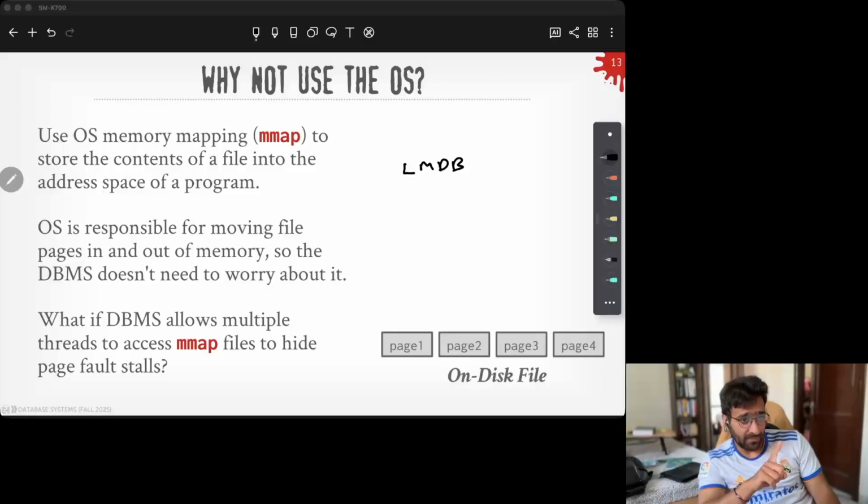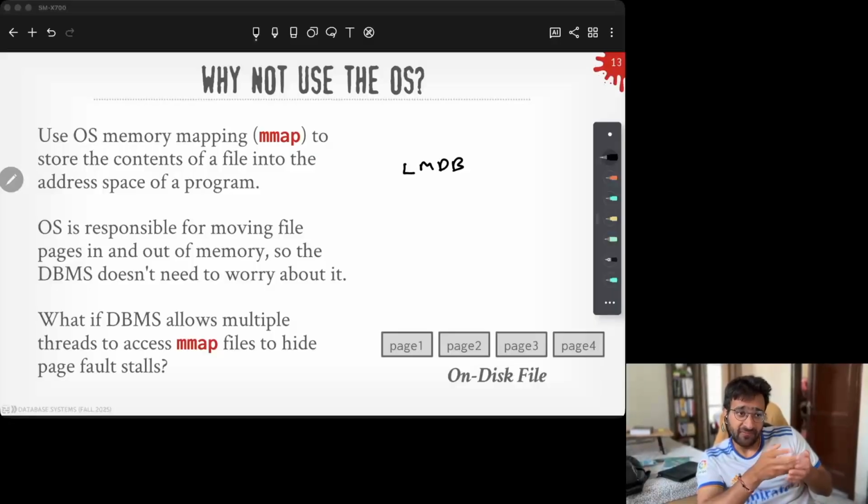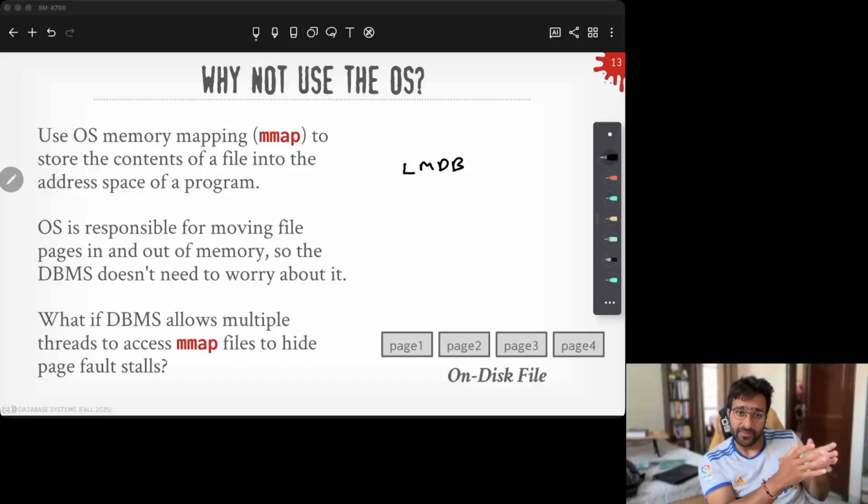The problem with mmap is that with buffer pools, we have total control over the system. When I'm bringing pages into memory, I decide what pages are affected. I decide what pages need to stay, what pages are pinned, what pages are not pinned, what pages are available for eviction, what pages are dirtied, and what pages are not dirtied. I build this whole infrastructure to maintain metadata about the internal state of the pages.